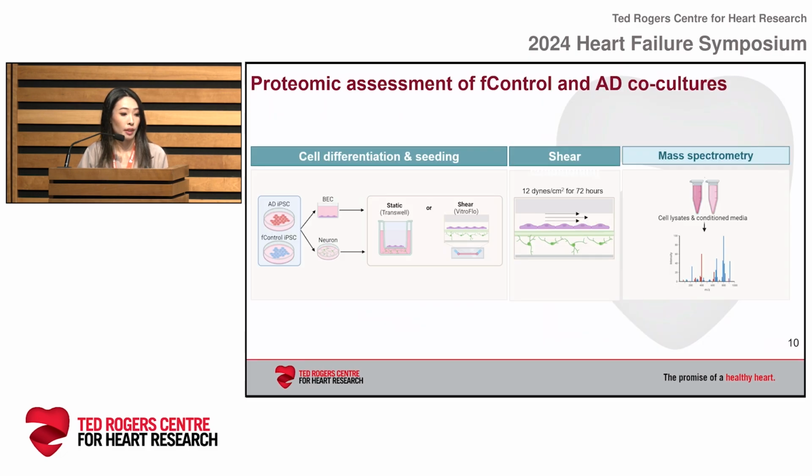So finally, we also wanted to conduct proteomic assessment of the BECs and the control and the AD groups in co-culture with neurons. And so to do this, we differentiated BECs and neurons from iPSCs. We cultured them in either shear or static conditions for 72 hours before collecting the samples for mass spec analysis.